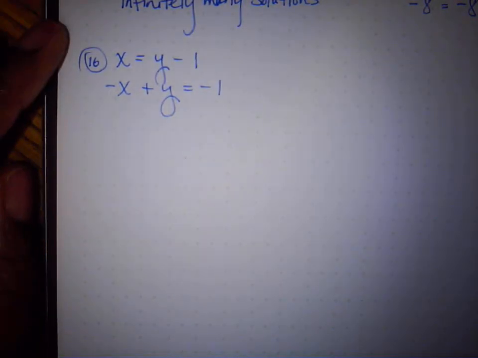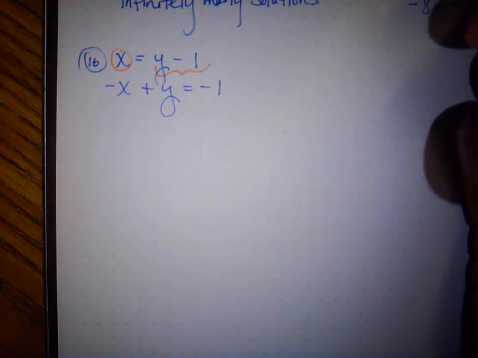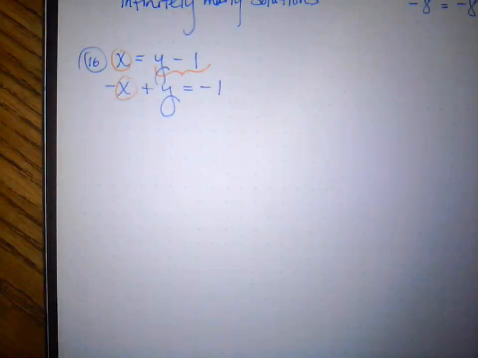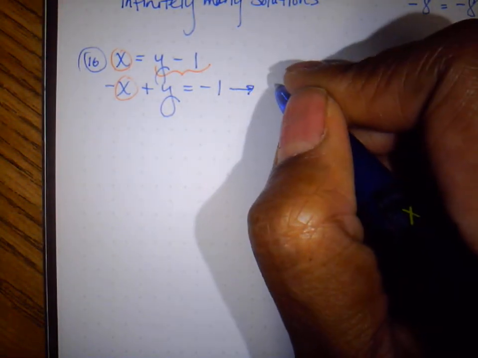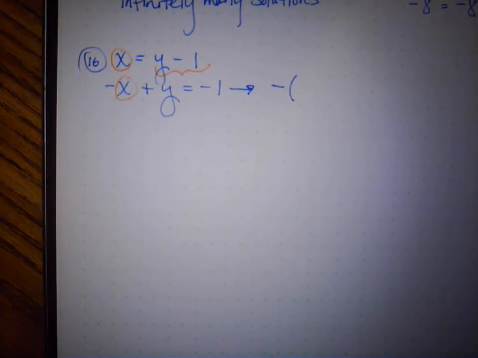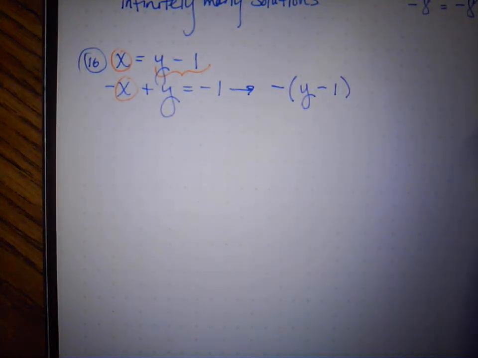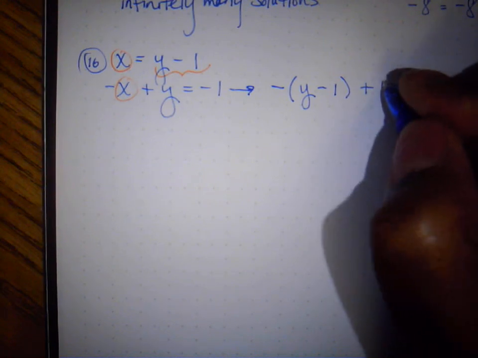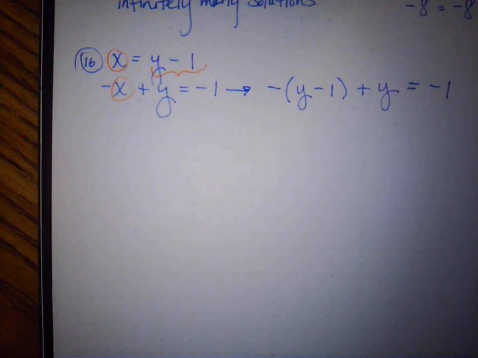All right, cool. The first equation is solved for us, isn't it? Already solved for us, but that means wherever I see an x, I'm replacing it with y minus 1. Here's my x right here, isn't it? And yes, you do need parentheses, so let's do this. So I have negative x, but x is equal to what? Okay, so now I have plus y equals negative 1. I'm just copying down the rest of the problem, okay?